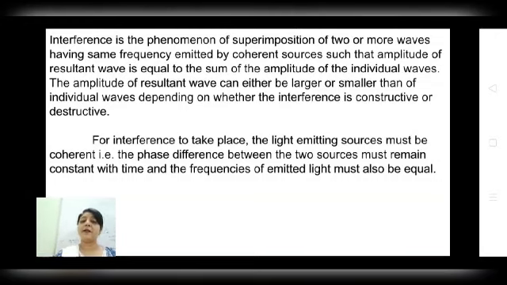So we get bright and dark fringes during this phenomenon, and this whole phenomenon is called interference. The basic requirement for this interference phenomenon to take place is that the phase difference between the waves should be constant. Means the sources which we are using should be coherent.